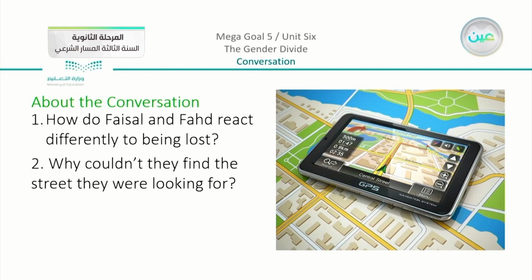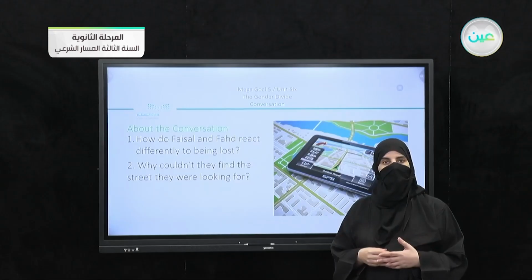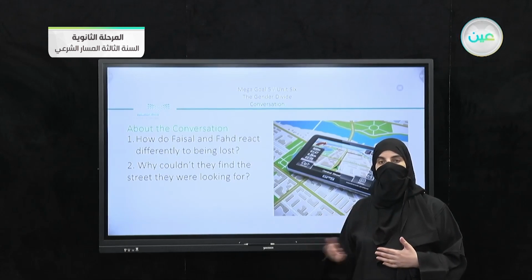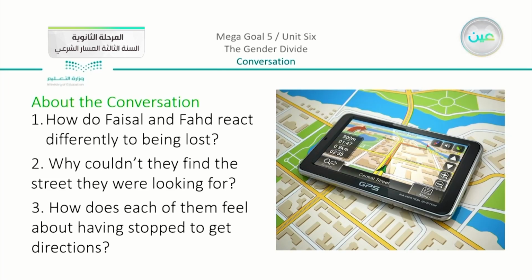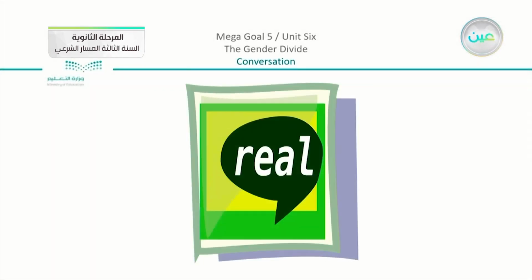Why couldn't they find the street they were looking for? So what do you think the first or the basic reason was? Do you think there was something wrong? Did they have the wrong name for the street? How does each of them feel about having stopped to get directions? So you can see that one of them was happy, and the other one saw that it wasn't a very big deal.